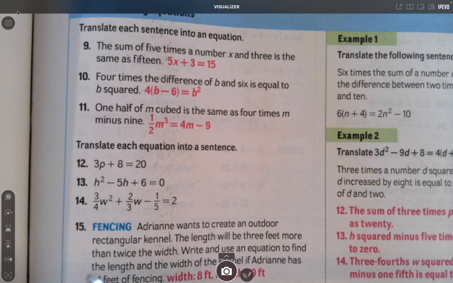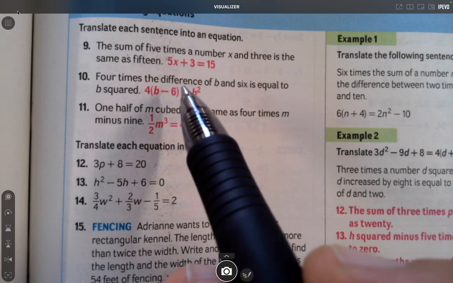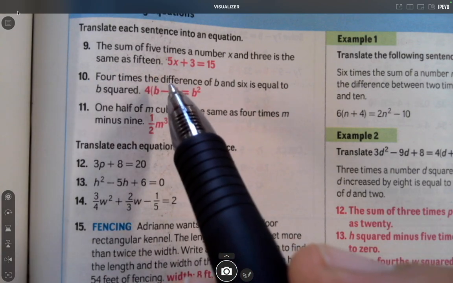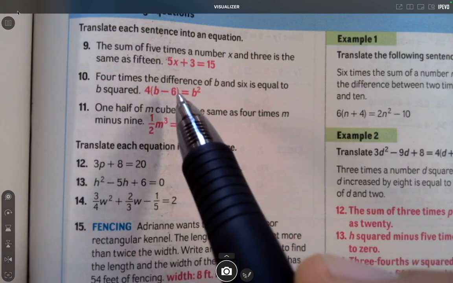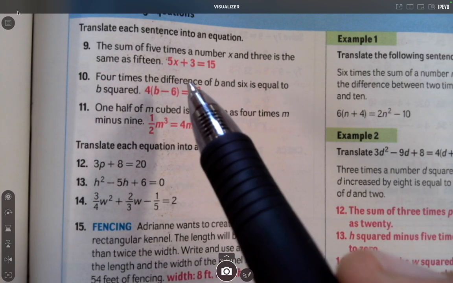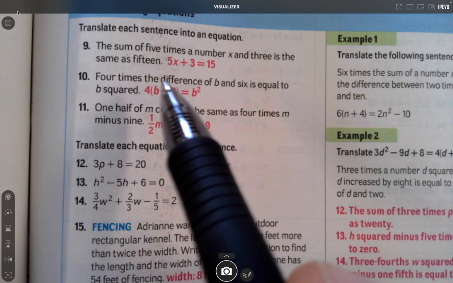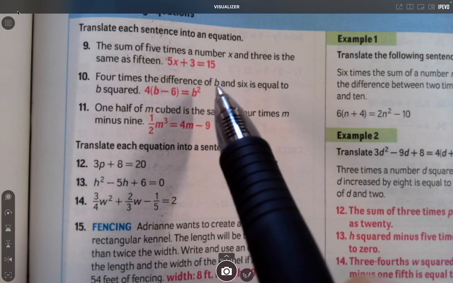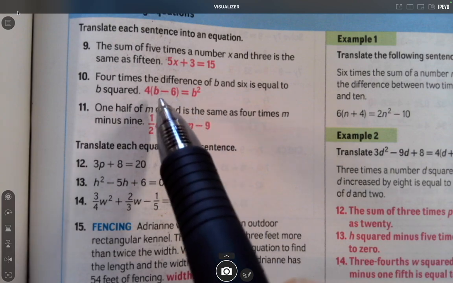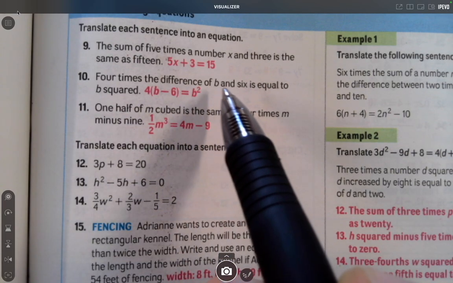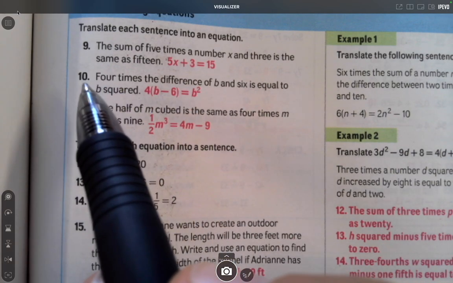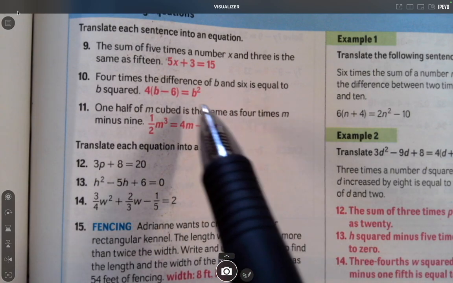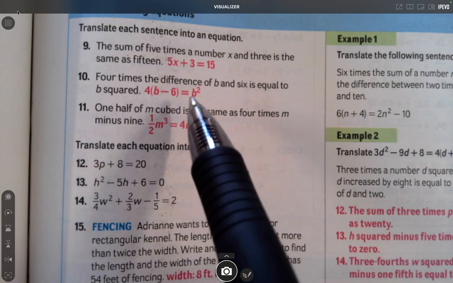Number 10, 4 times the difference. So when they tell you to multiply by a difference or by a sum, that means you're going to need parentheses, because you're not just doing 4 times a single thing, you're doing 4 times a subtraction in this case. So we got to do 4 times the difference of b and 6. So it's b minus 6. That's the difference of b and 6. And we have to do 4 times that entire difference. Is equal to b squared.